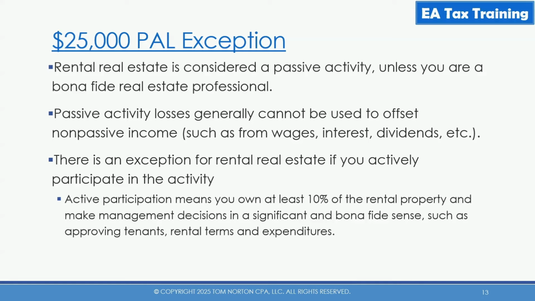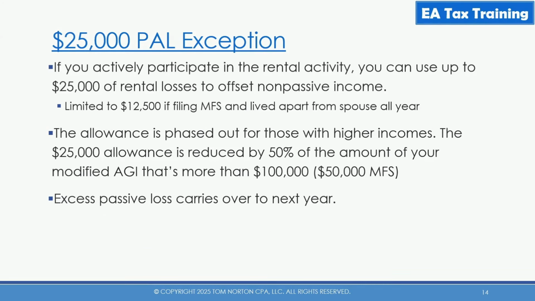So, this is designed for your average middle class person or middle class family that owns a rental property or two. They are obviously actively involved. It is their property, and they just have this on the side in order to make some extra money. That's who this is aimed at. So if you actively participate in the rental activity, you can use up to $25,000 of rental losses to offset non-passive income. Now, if you're married filing separately and you live apart from your spouse all year, then it's only $12,500. But for everybody else, $25,000 to offset your non-passive income.